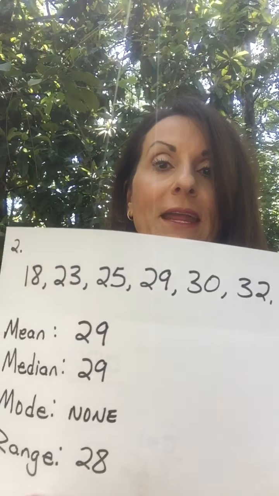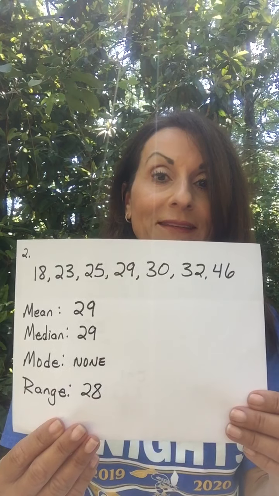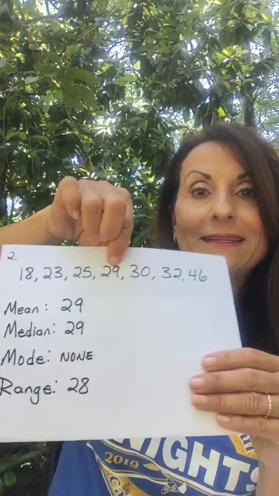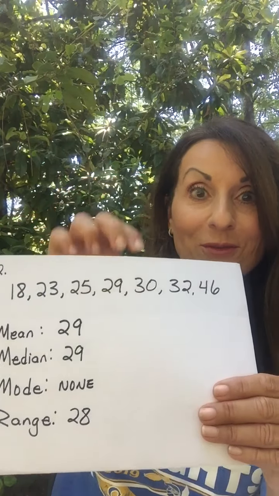Okay, number 2, I arranged the numbers. Here they are in order. I'm going to read it to you and I'm going to scan this to you. 18, 23, 25, 29, 30, 32, 46. They are listed from lowest to highest. The mean, or the average, is 29. The median is 29. I didn't have to average any numbers to find that median because I have a true median here. Because I have 1, 2, 3, 4, 5, 6, 7 numbers. So that middle number, 29, is the median. It's the middle of the road.